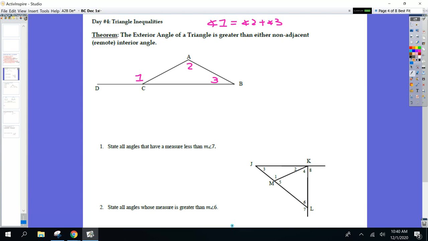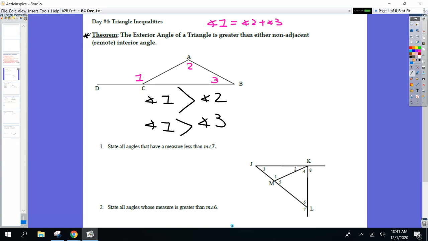Now I'm going to take it to the next level and say, if the exterior angle is equal to the two remotes added up, the exterior angle by itself should be bigger in measurement than angle 2, one remote interior angle, and it should also be greater than the other remote interior angle, angle 3. Makes sense, because if the exterior is equal to the two remotes added up, the exterior should be bigger than each one of them individually. And that's what this new theorem says. The exterior angle of a triangle is greater than either remote interior. That's the first theorem we're going to work on today.